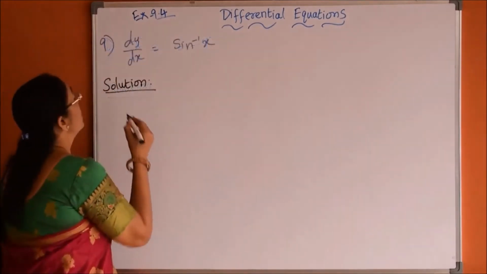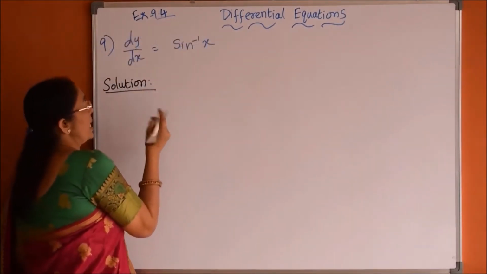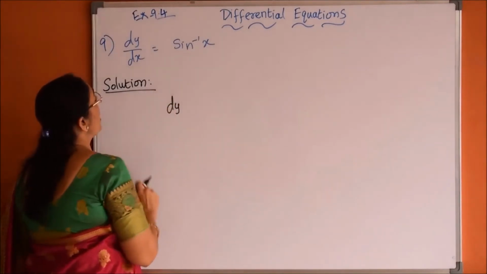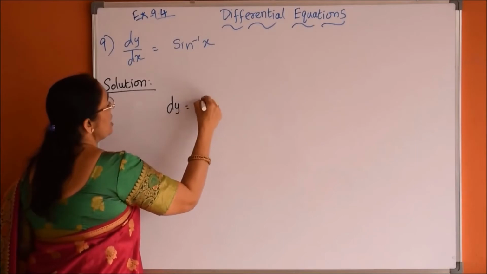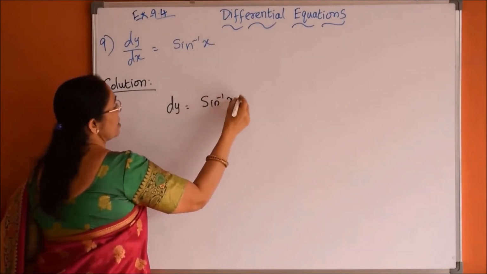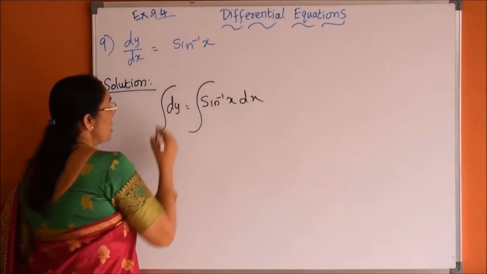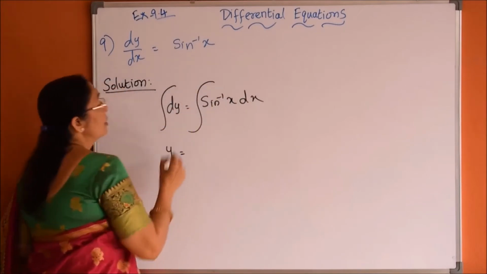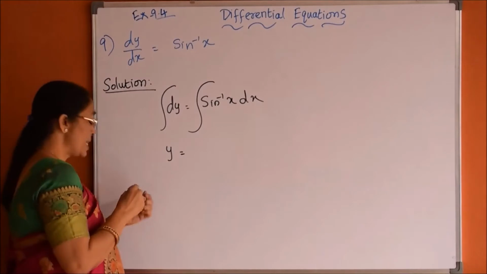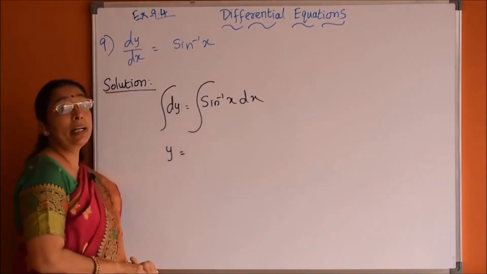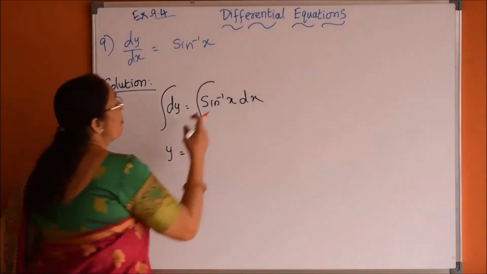Ninth problem, dy by dx is equal to sin inverse of x. By separating the variables, we will get dy is equals to sin inverse of x dx. Now, integrating on both sides, dy integration is y. Now, let us look how we integrate sin inverse of x dx. Sin inverse of x dx can be integrated by the method of by parts.